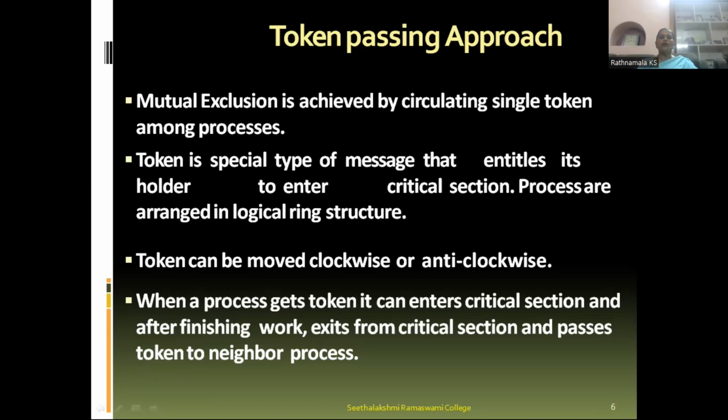What is a token? A token is a special type of message. This message is circulated among the processes, and that message entitles its holder to enter the critical section. Whoever wants to enter the critical section gives a tag like its ID and circulates this token among all other processes, which means: I need that resource, I am going to enter the critical section, does anybody want to do the same? If nobody wants, they will simply pass on the token.